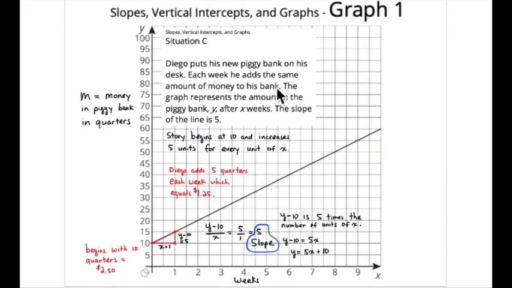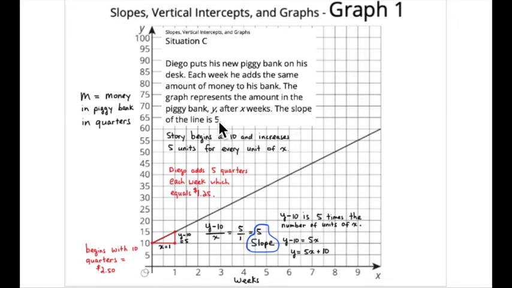So Diego puts money in a piggy bank. He has $10 to begin with. So this is the number, 10 quarters to begin with. This axis is the number of quarters. It's the money in terms of number of quarters. So in his bank, they don't tell you. Each week he adds some amount of money to his bank.